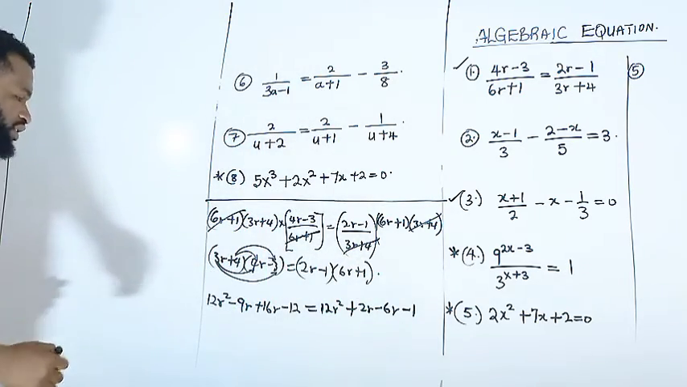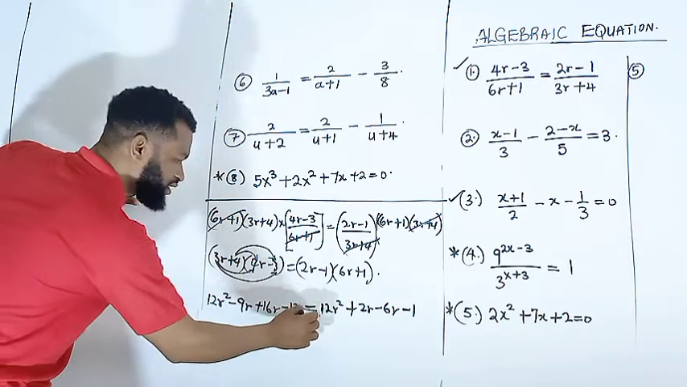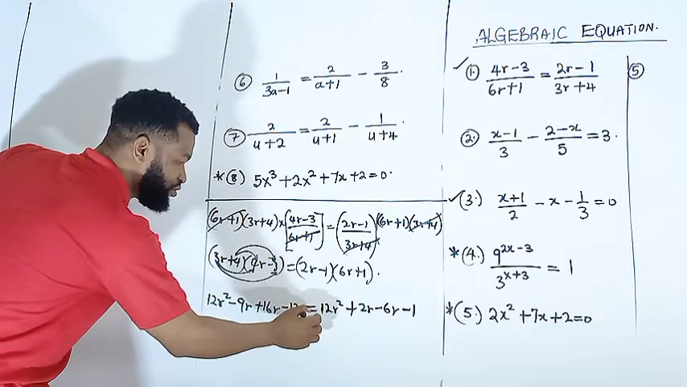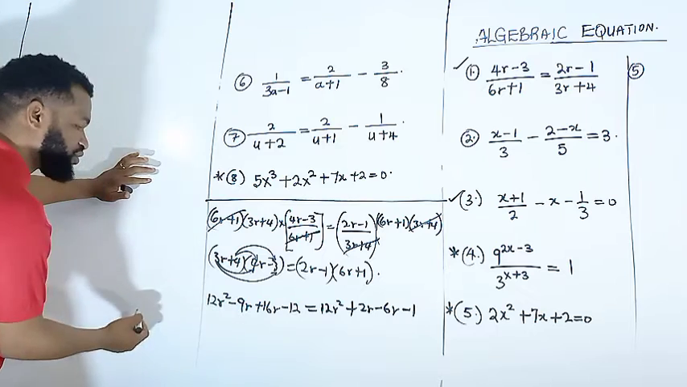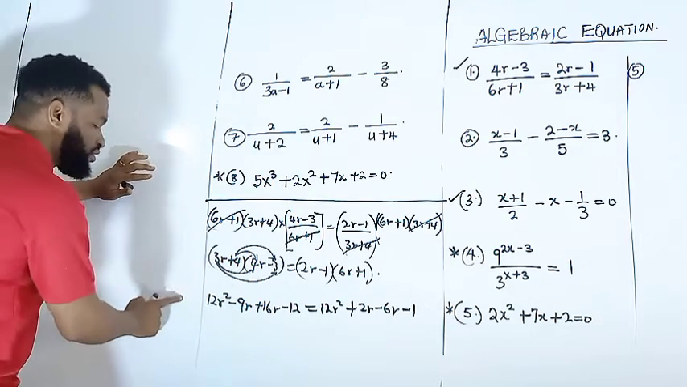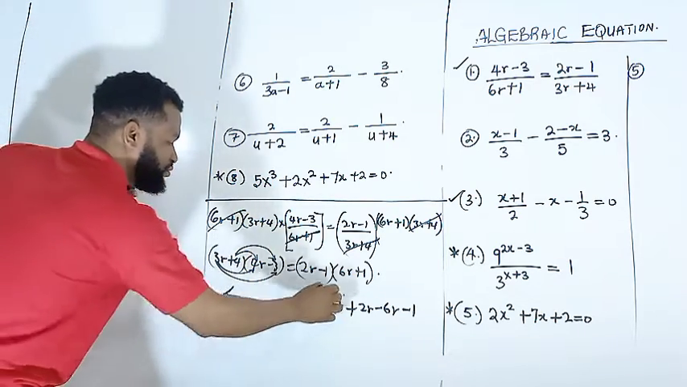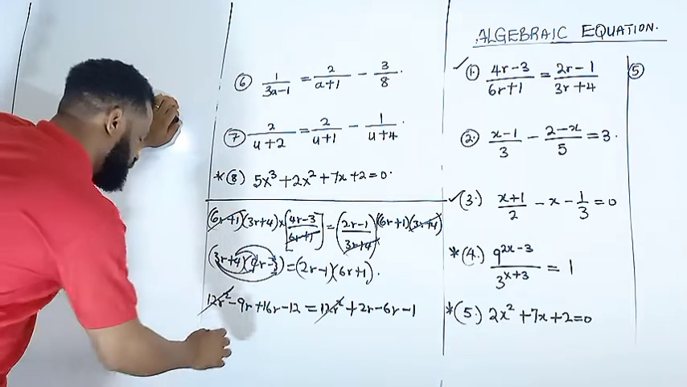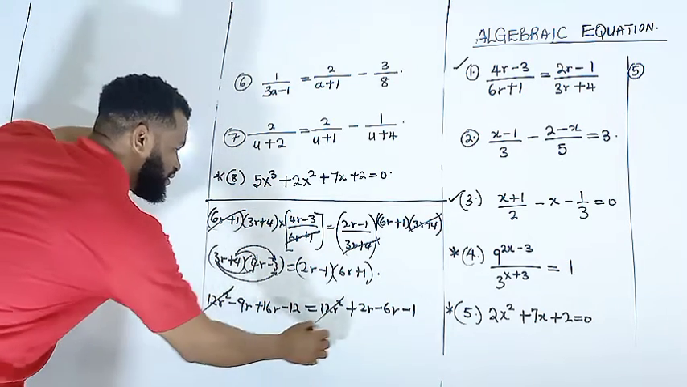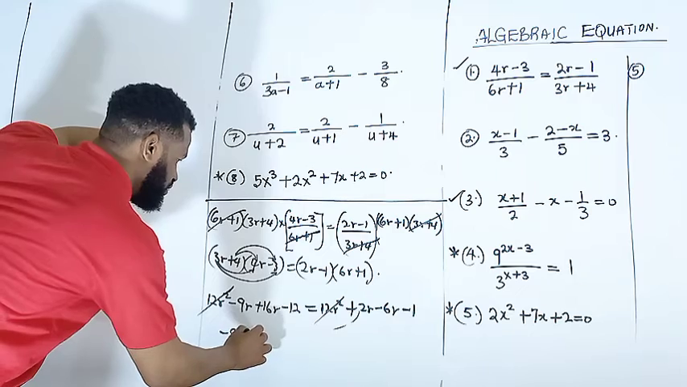So I'm done there. Now remember that this 12r squared is coming here, it becomes minus. And the minus and plus, this we cancel. So this is minus 9r. This plus will come here and become minus 2r.